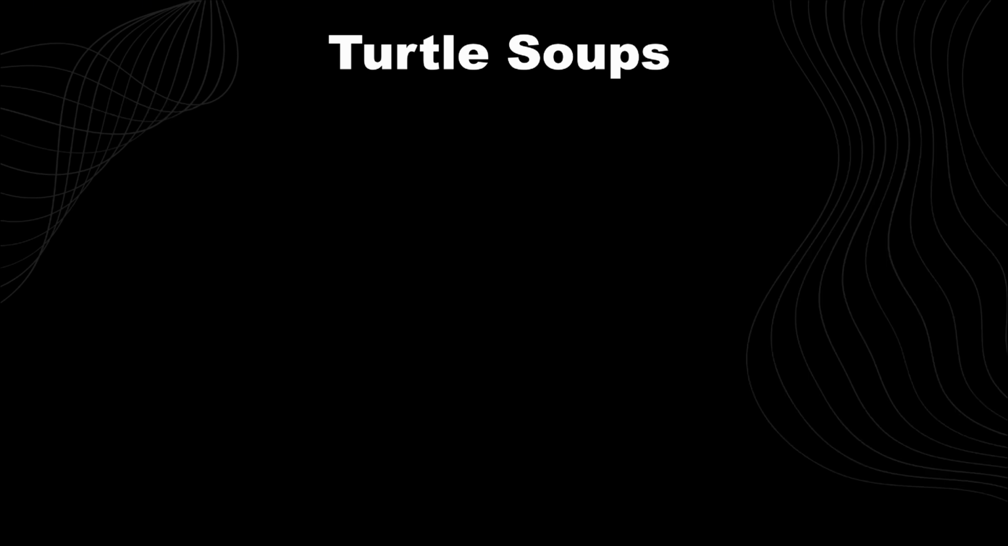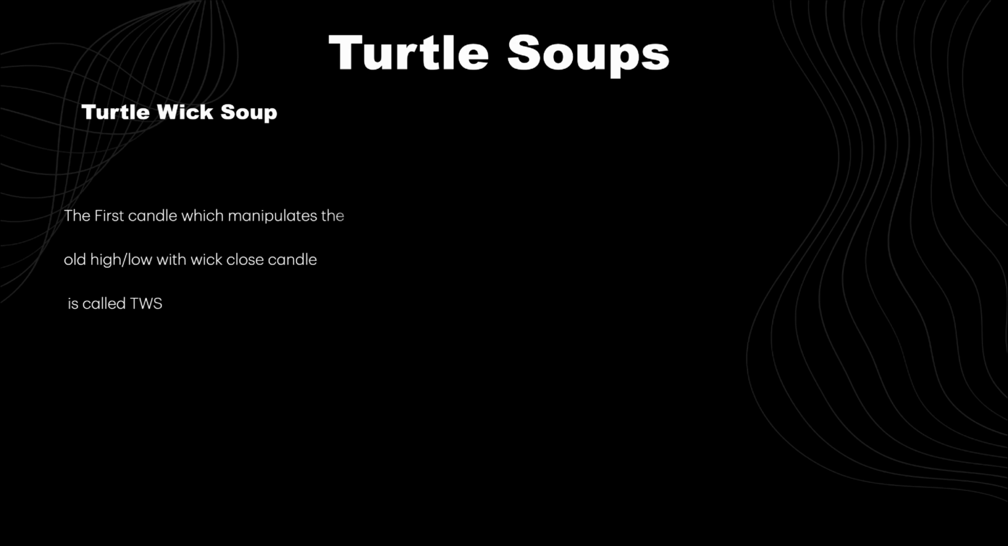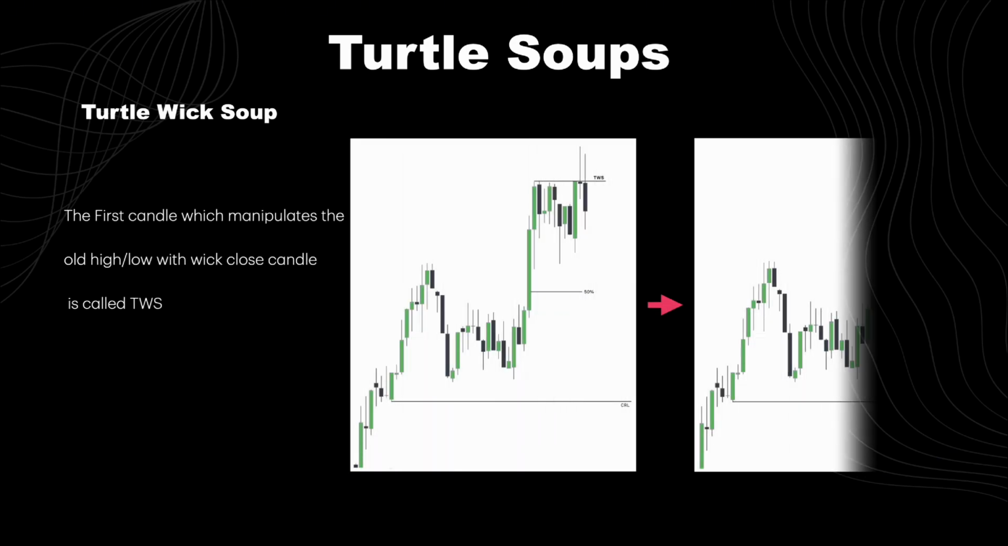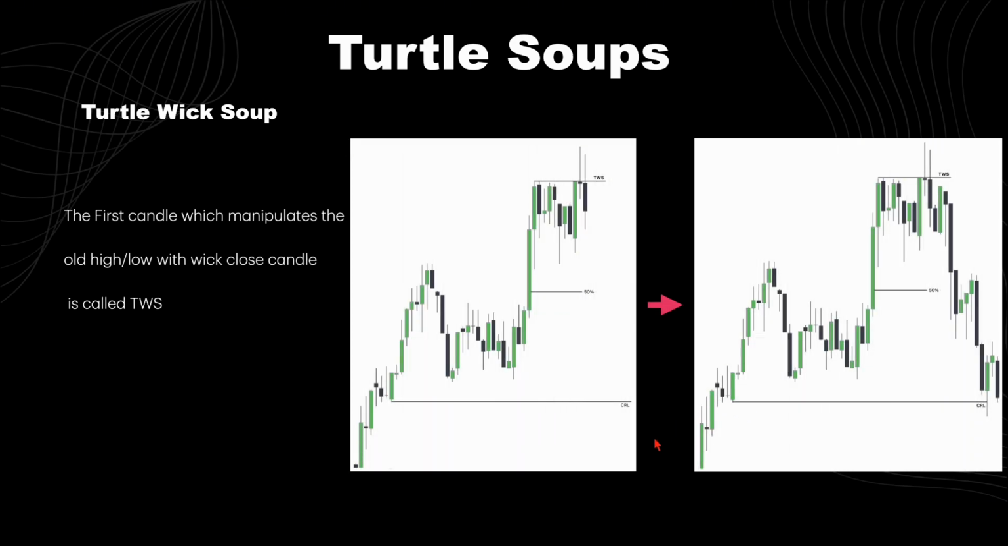Now let's move to the second type, which is TWS, turtle wick soup. In this type, price creates a wick above or below the CRT range and closes within the range. Once one side of the CRT is swept with a wick and Model 1 confirmation is achieved, you can confidently enter a long or short setup.